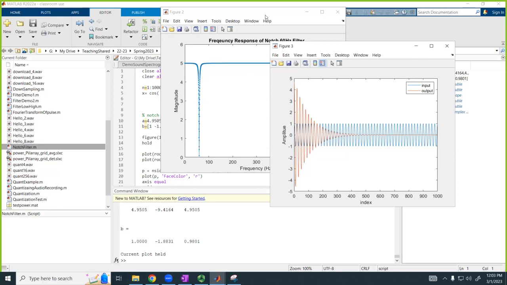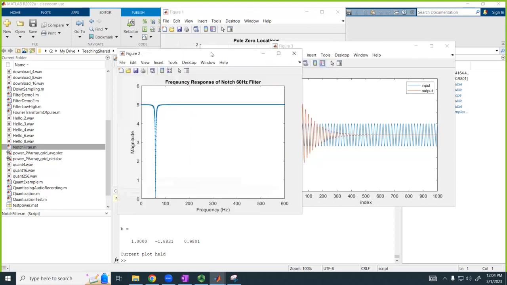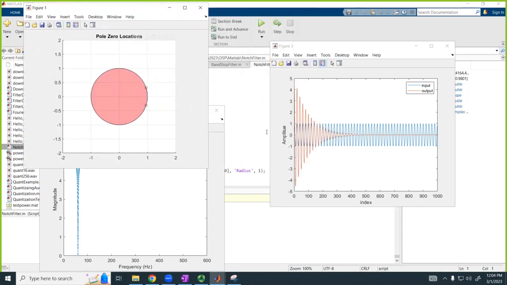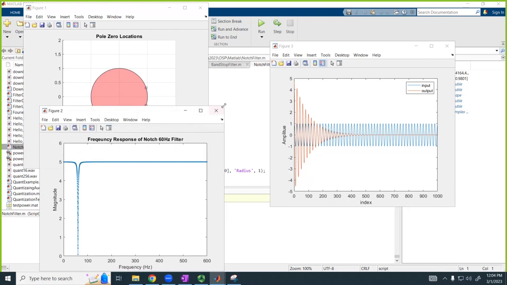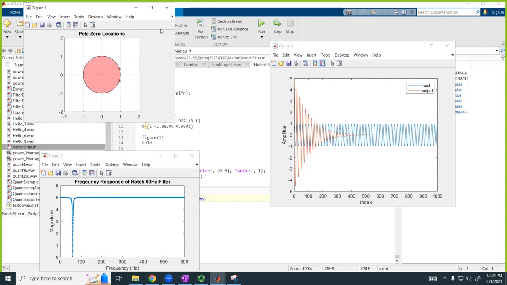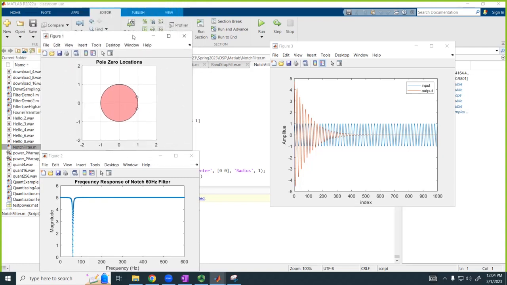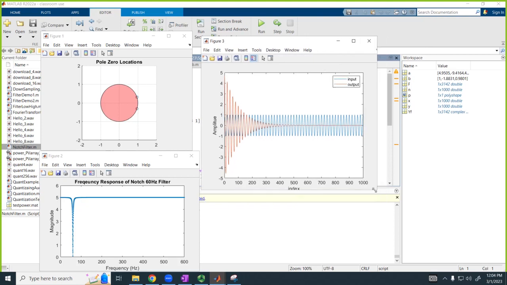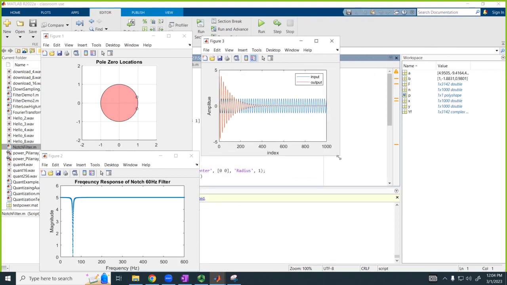So if you look at the filter, what do we notice? Much better. It looks like a notch filter. Sharp. This looks like a flag. But this is our input. And what is our output? It's removed.